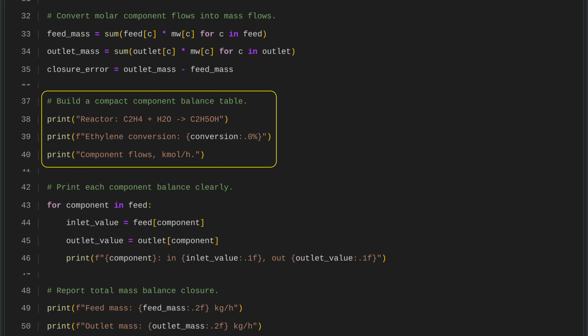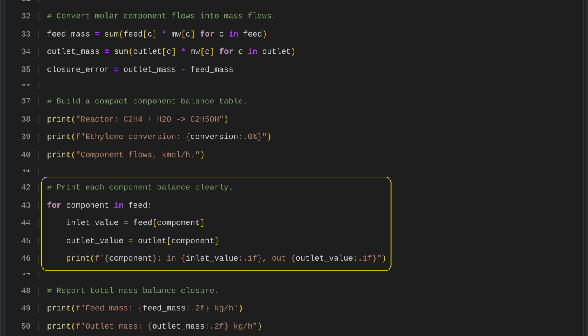The output introduces the reactor reaction where ethylene reacts with water to form ethanol. It then reports the ethylene conversion rate as a percentage and clarifies that the component flow rates are given in kmols per hour. The code compares each component's flow into and out of the reactor by reading values from the feed and outlet data. It then prints the component name with the inlet and outlet flow rates rounded to 1 decimal place. This gives a quick check of the component balances and helps confirm the reactor's stoichiometry and conversion.